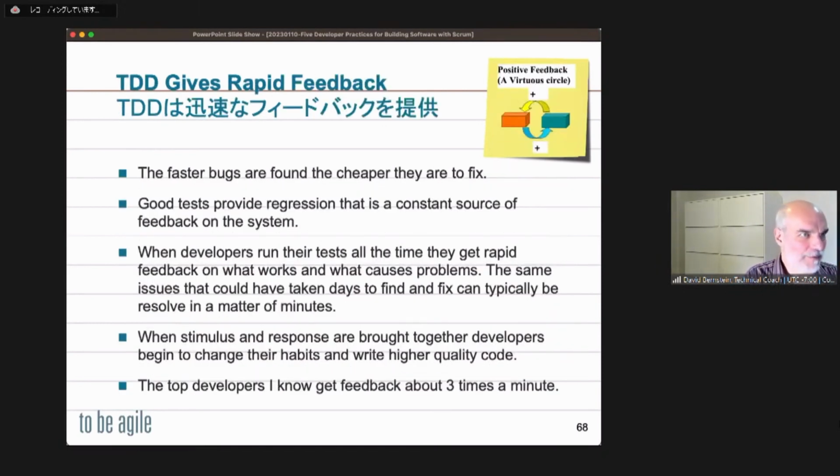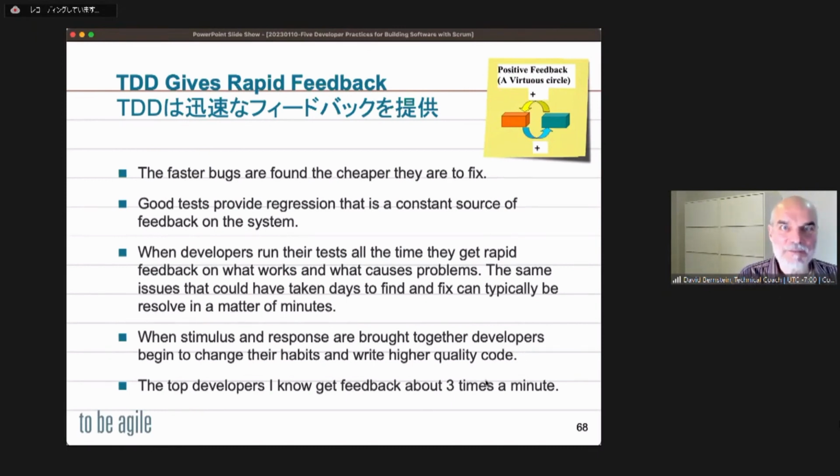And TDD gives rapid feedback. It's really easy to find bugs when you start writing something and immediately your test fails, because it immediately tells you, oh, something went wrong. So good unit tests provide regression and give us that level of feedback that we need to be able to move fast.